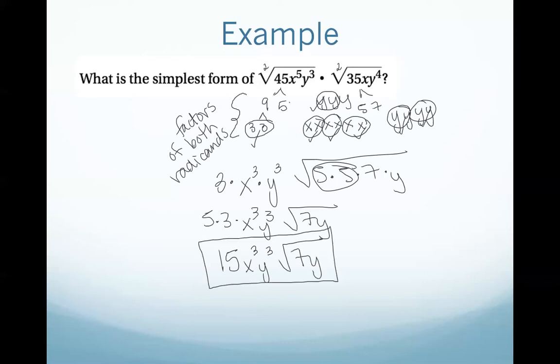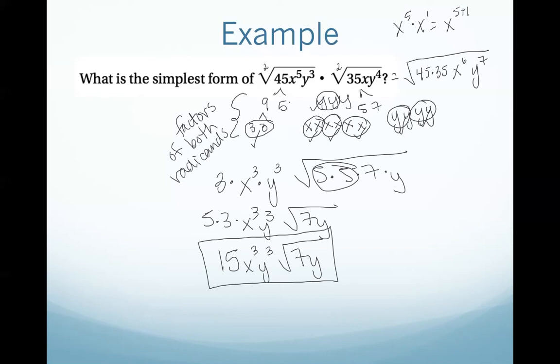Okay, now the reason I didn't multiply everything together first, which we can do, is that we can write this as the square root of 45 times 35 times x to the 6th times y to the 7th. Remember, if I have x to the 5th times x or x to the 1st, I add the exponents. 5 plus 1 is 6. Same thing goes for the y. I have y cubed times y to the 4th. 3 plus 4 is 7.